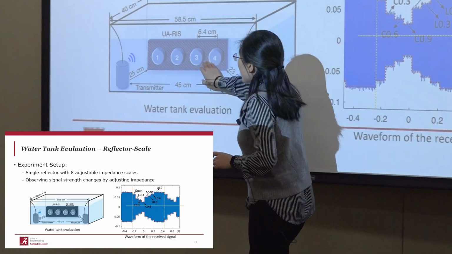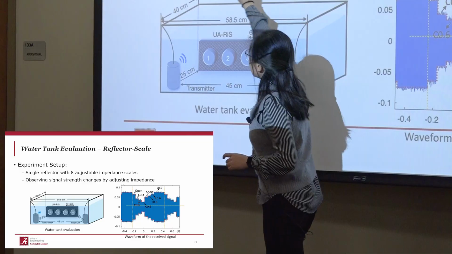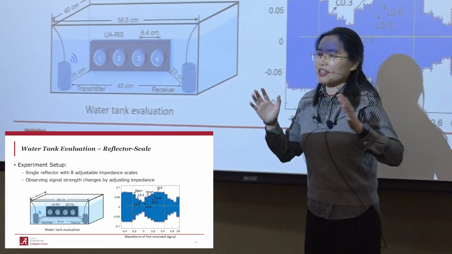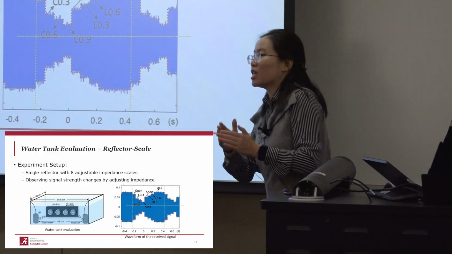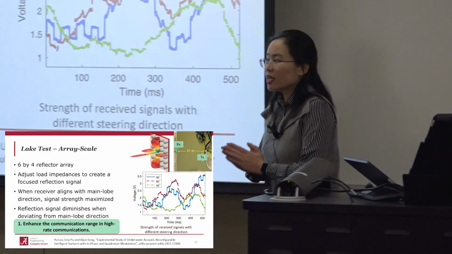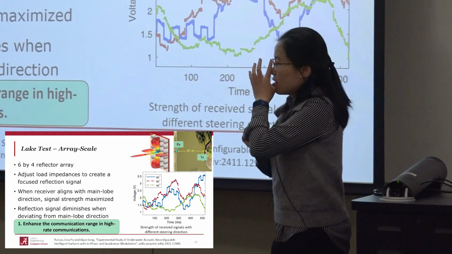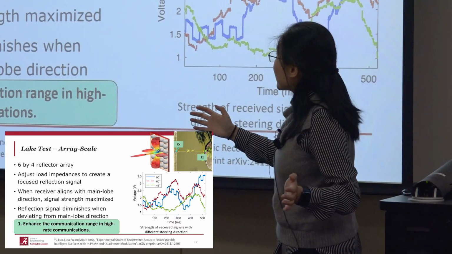So this will be the foundation of our RIS because we require precise control of each reflector in order to be able to control the whole array so that it can form a directionality as we intended.